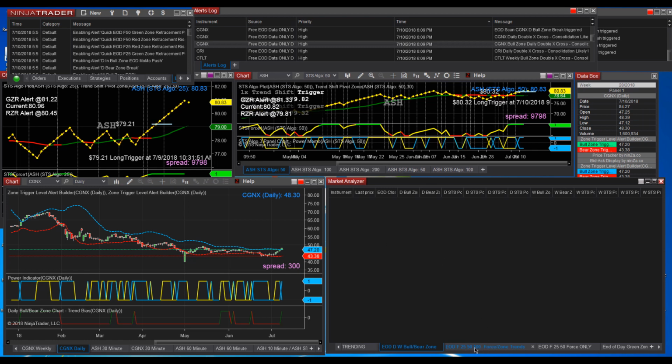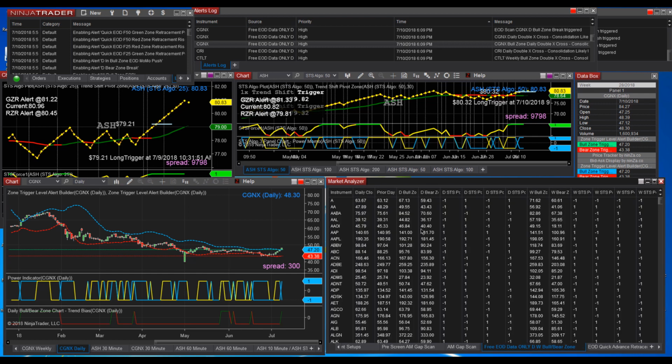Okay, getting away from the bull zone and the bear zones, we got the one they show up again over here. Toward the end, that free end of day one is the only one down toward the end that's bull and bear. Everything else is going to have to do with the force indicators and the green zone crossovers and so forth.